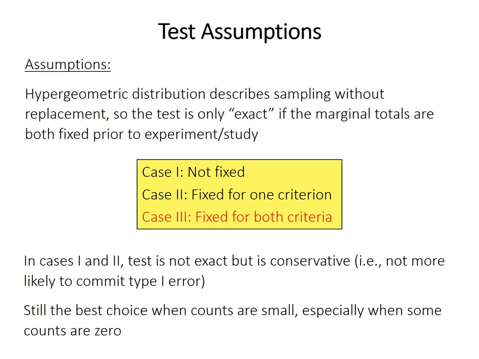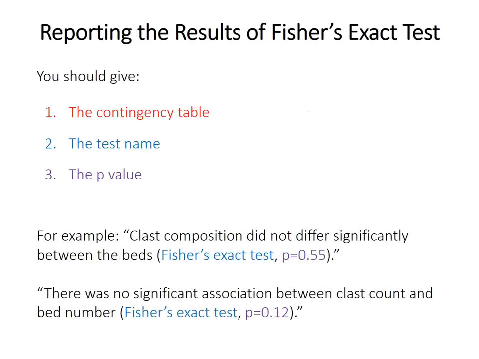So the risk of type one error is not elevated, so this is not great, but it's not really bad either. So essentially, Fisher's exact test is still the best choice when the counts are small, especially when some are zero, in a 2x2 contingency table, regardless of the marginal total assumption. So when reporting the results of Fisher's exact test, you should provide the contingency table itself, the name of the test, and the p-value. And there's a few different ways which you can phrase the result, but you can use significantly different or not significantly different as you would for other tests.